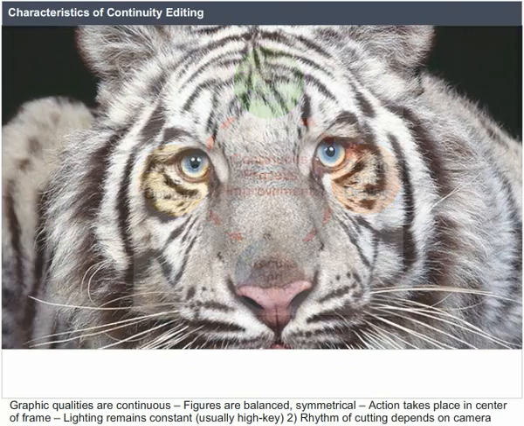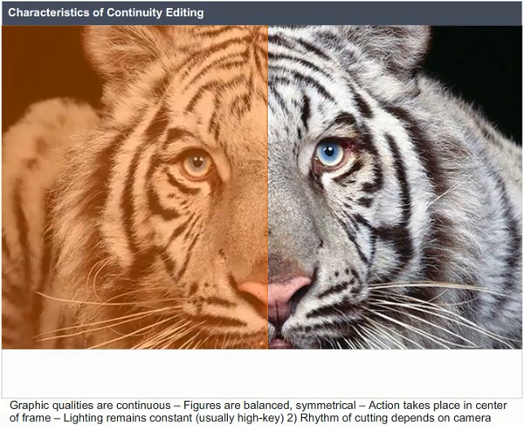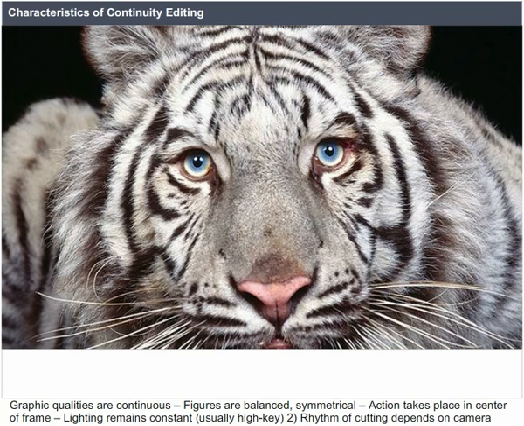Characteristics of continuity editing. Graphic qualities are continuous. Figures are balanced, symmetrical. Action takes place in center of frame. Lighting remains constant, usually high key. Rhythm of cutting depends on camera.